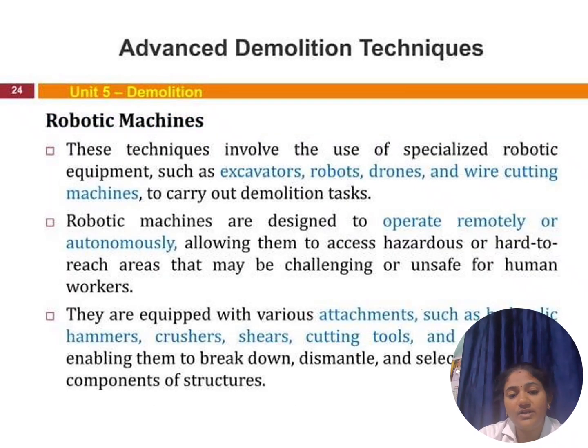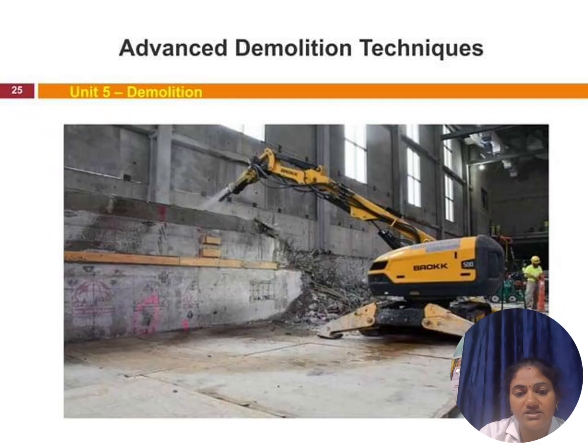And while coming to the next one, advanced demolition techniques, where we are using some robotics for the demolition and to minimize the labor cost and for the need of precision. We are going with these robotic machines, where excavators, robots, drones and wire cutting machines are considered, and they are attached with hammers, crushers, cutting tools, and breakdown dismantling is done for the structures.